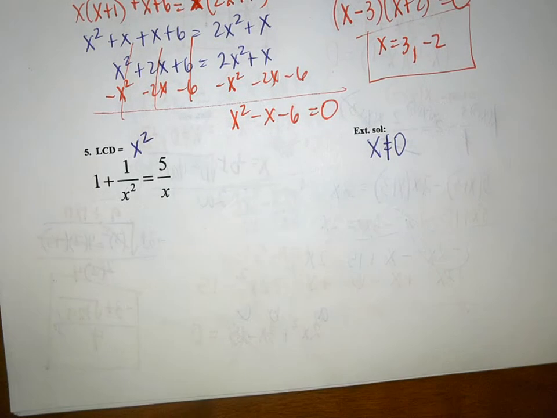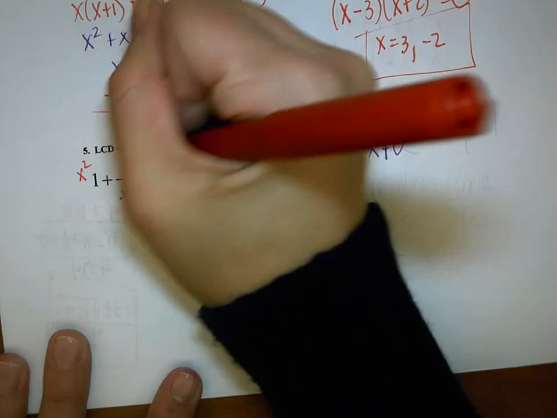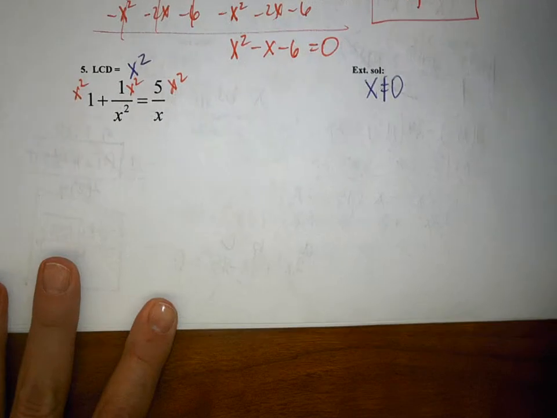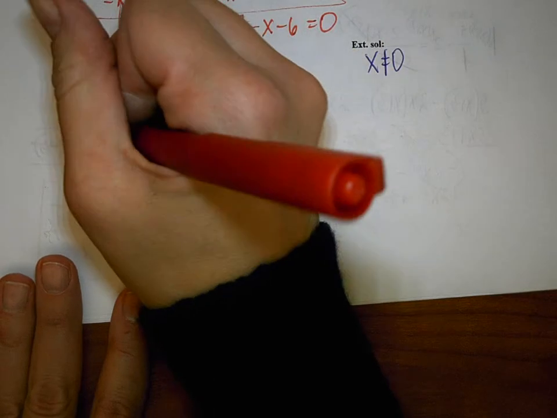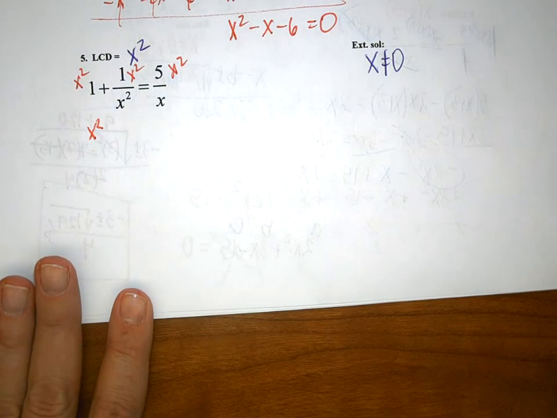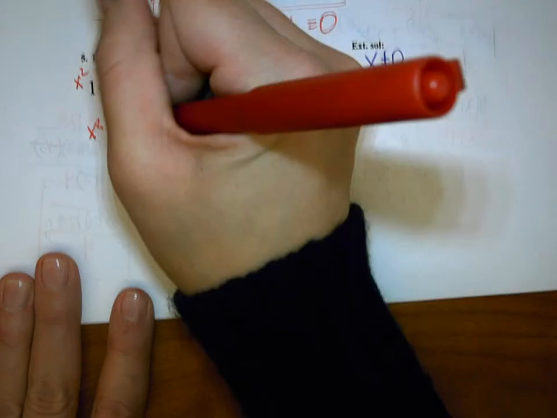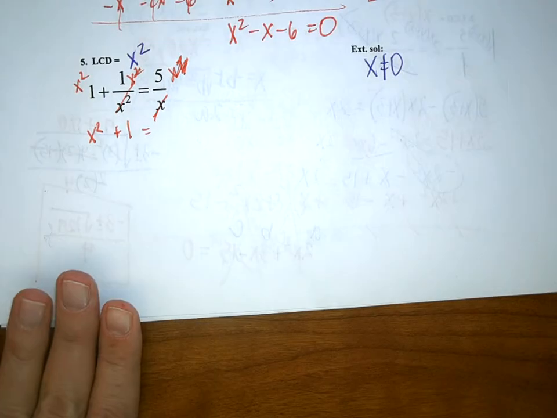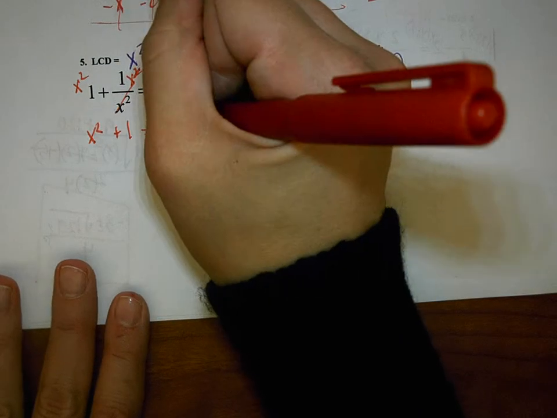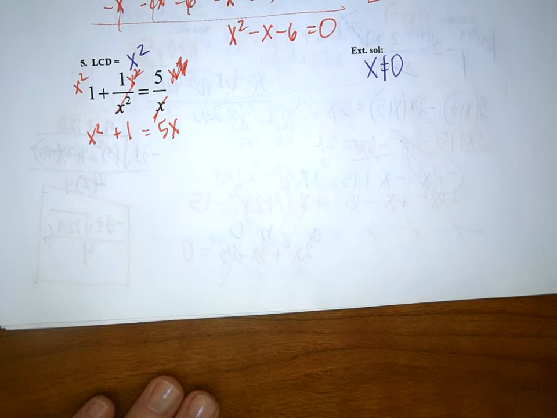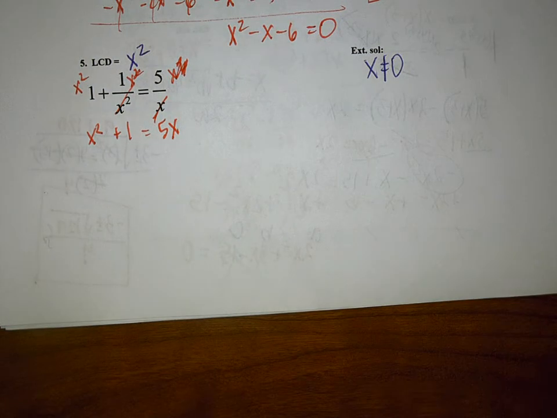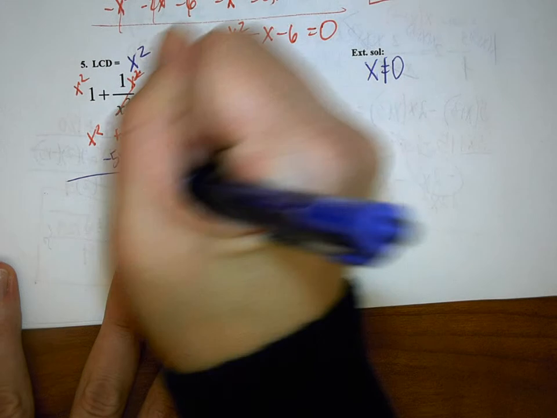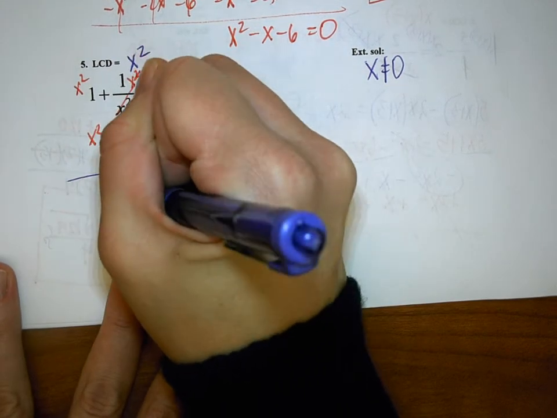I'm multiplying every term by x squared. So 1 times x squared is x squared. The next one, the x squareds cancel out. I'm left with plus 1 equals x goes into x squared. One of the x's cancel out, and we're left with 5x. Which way am I going to move things? Good. Subtract 5x. So I'm going to write this in descending order. x squared minus 5x plus 1 equals 0.